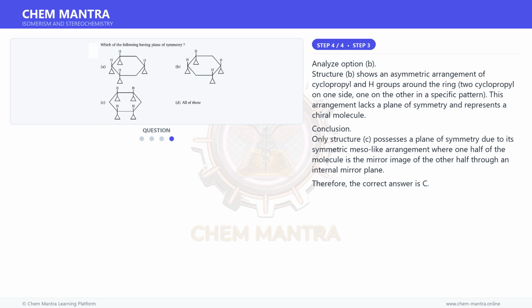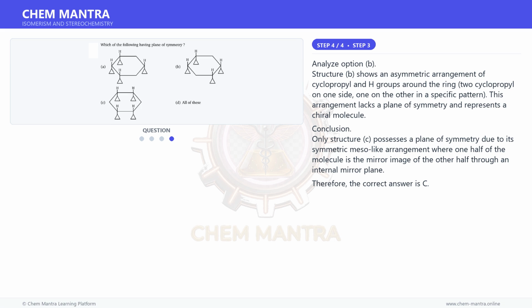And for the final step, analyze option B. Structure B shows an asymmetric arrangement of cyclopropyl and H groups around the ring, 2 cyclopropyl on one side, 1 on the other in a specific pattern. This arrangement lacks a plane of symmetry and represents a chiral molecule.